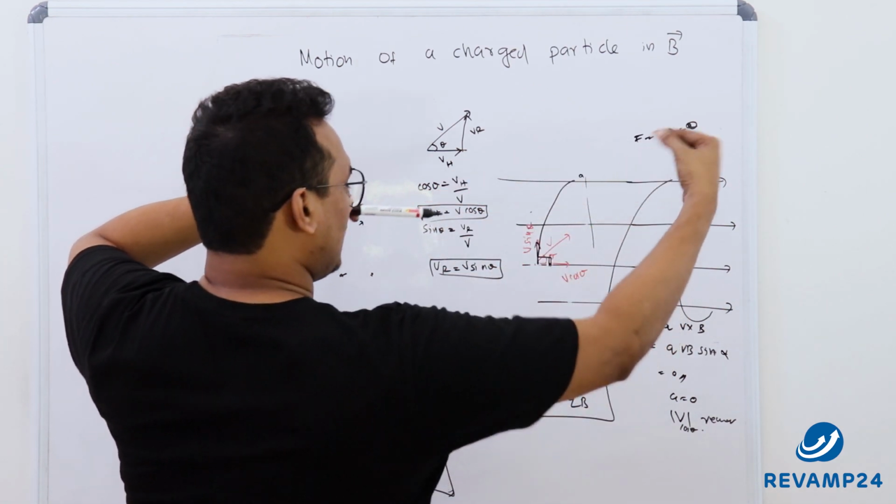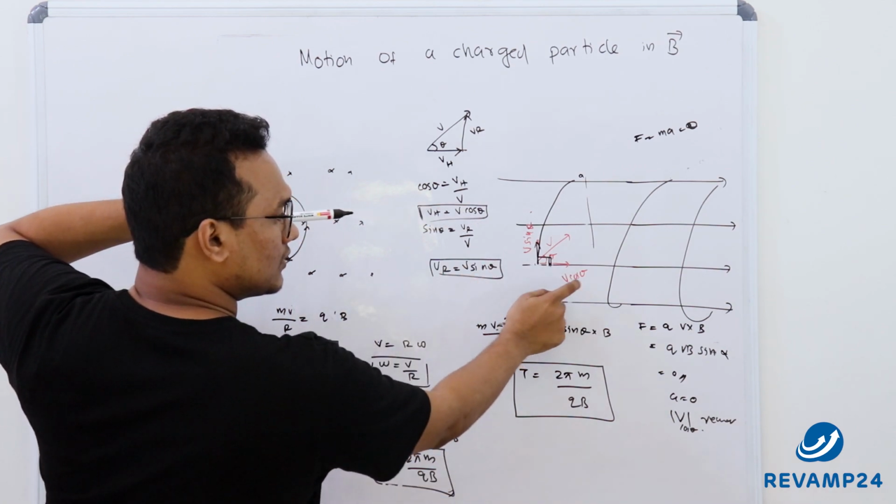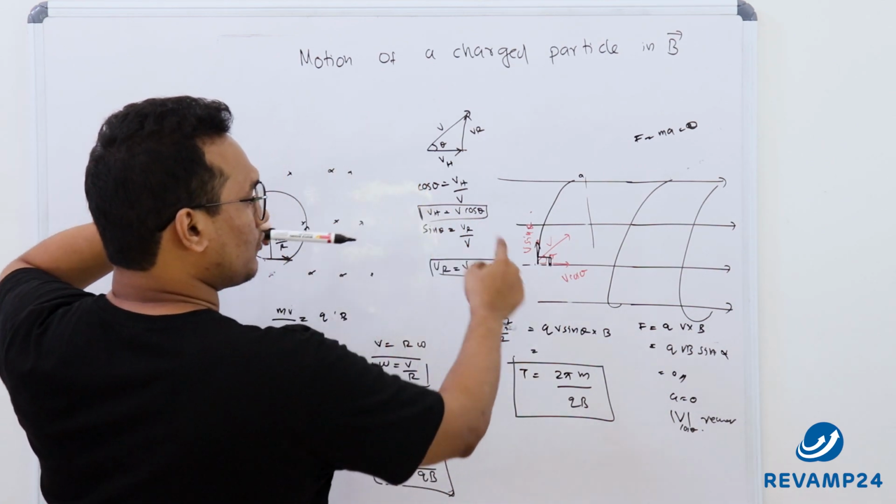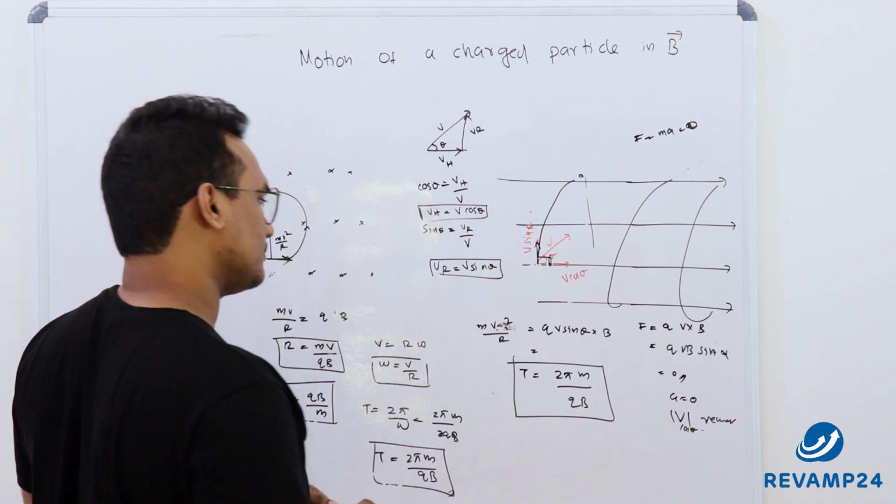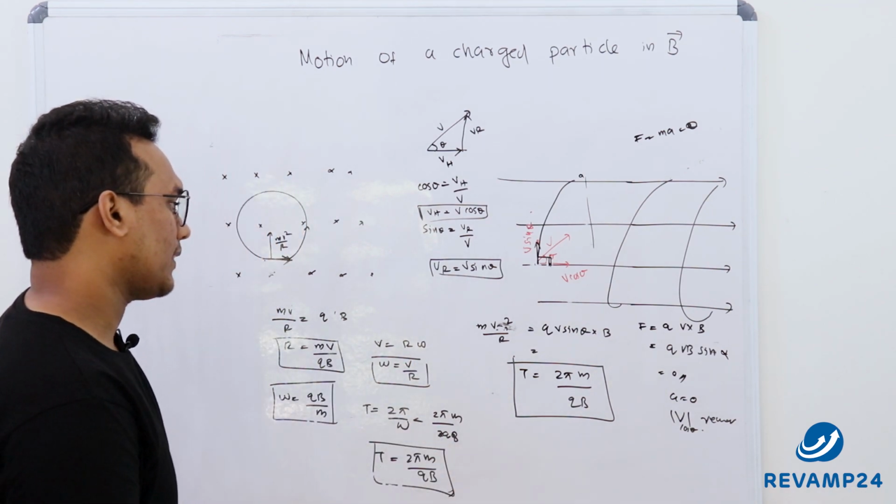What is the reason for this motion? That is V cos theta. What is the reason for circular motion? That is V sin theta. Hope this is very clear to you.